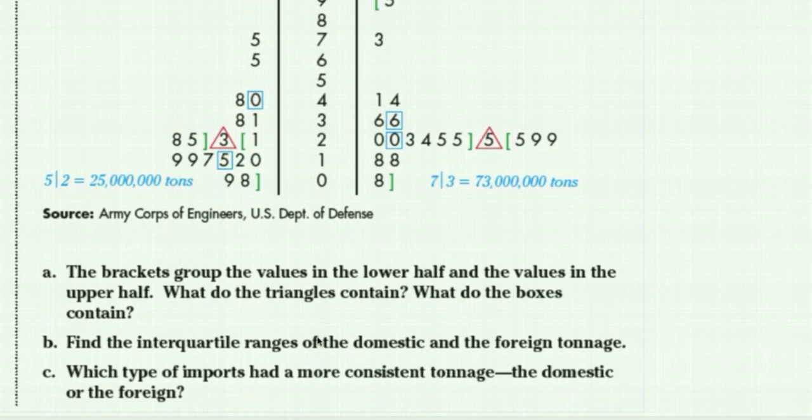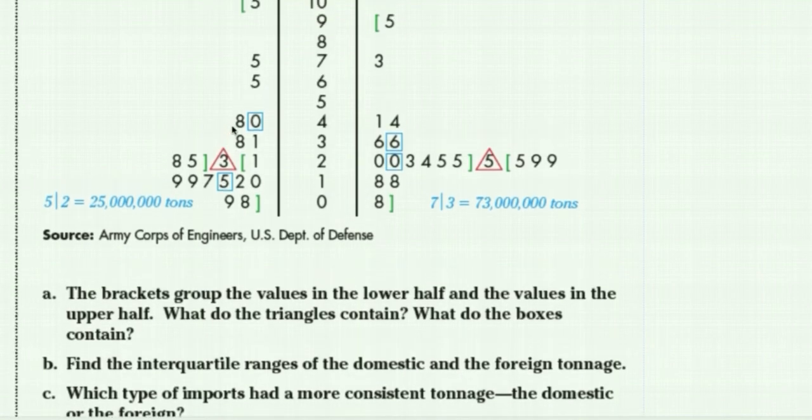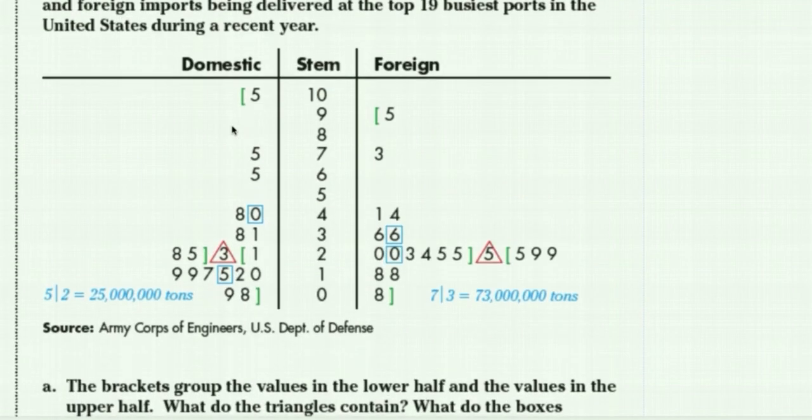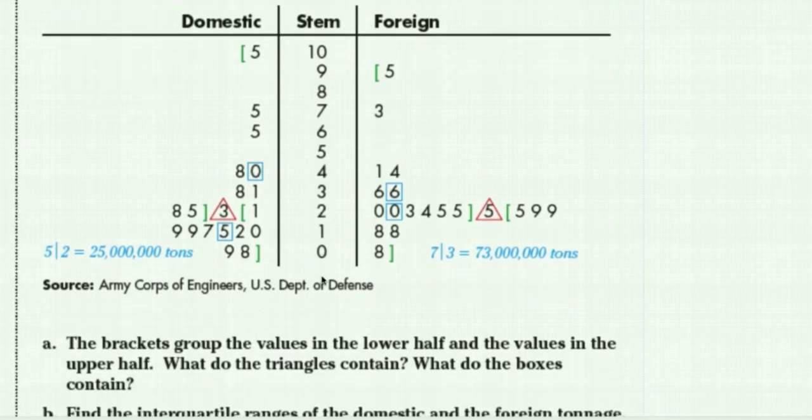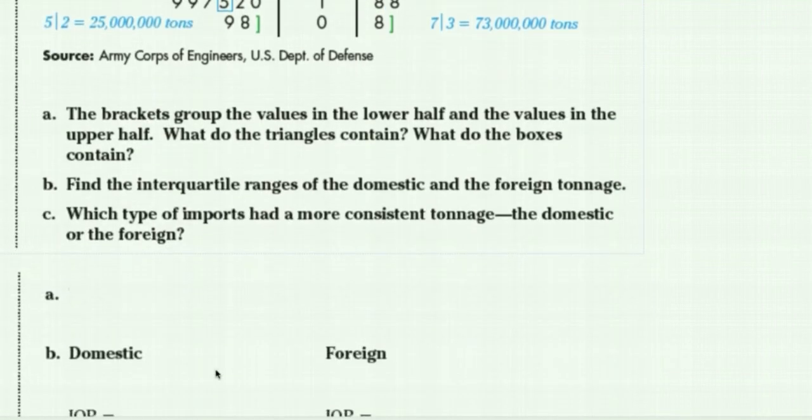And letter B, find the interquartile ranges of the domestic and foreign tonnage. And letter C, which type of imports had more consistent tonnage, domestic or foreign? Okay, let's answer letter A again. The triangles in this case will contain the median. What do the boxes contain? The boxes will contain our quartiles, upper and lower quartiles.